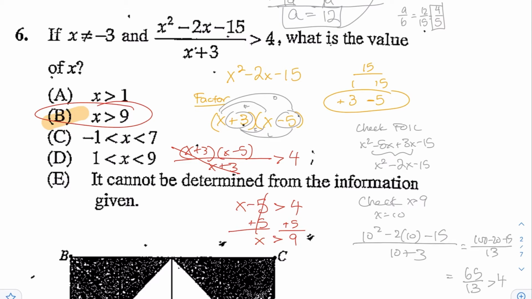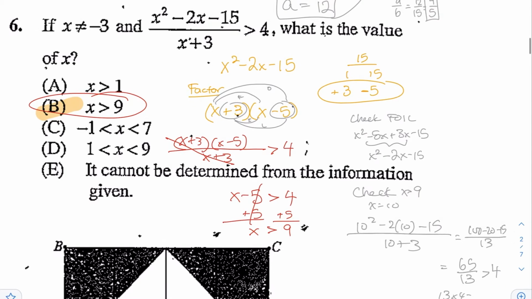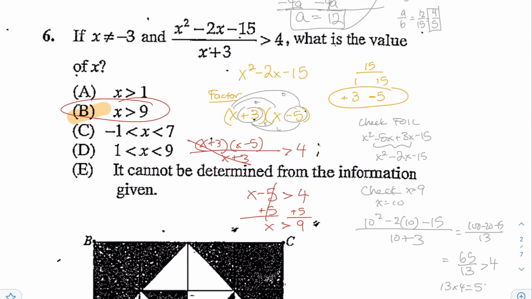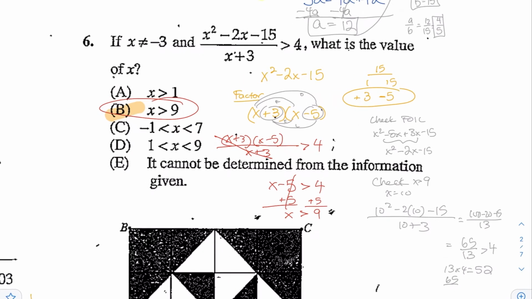And I want to see if that's bigger than 4. Well, 13 times 4 is equal to 52. So 65 is greater than 52. So 65 divided by 13 will actually be equal to 5. So because 65 over 13 is equal to 5, that is greater than 4. Everything checks out.